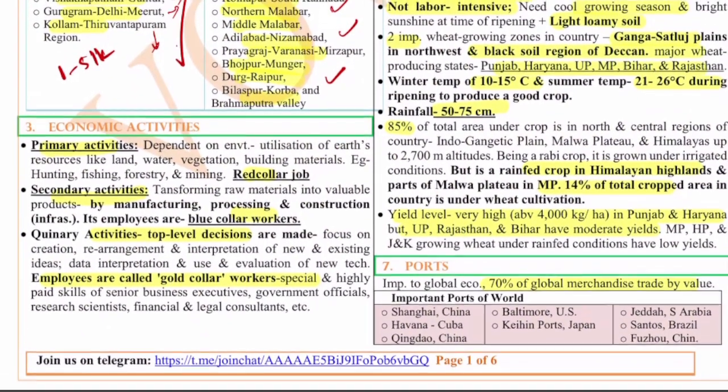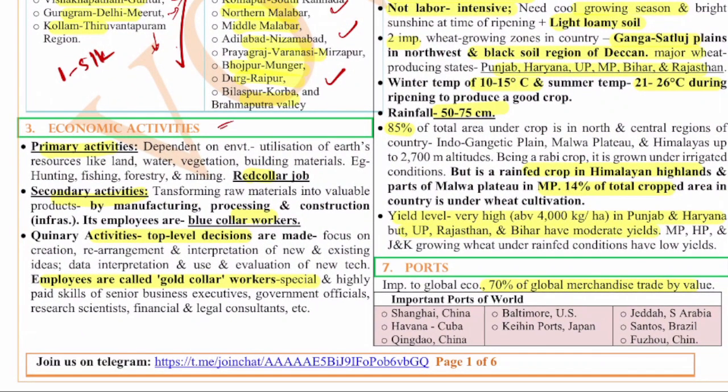Next, the third question is on economic activities. As we all know, there are various economic activities.